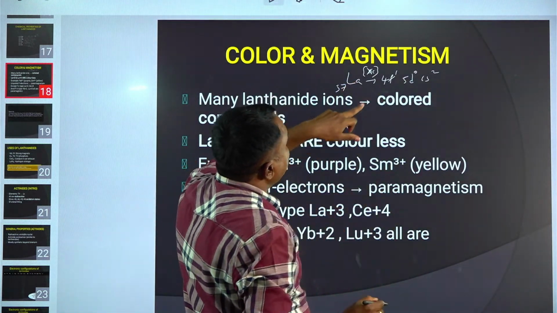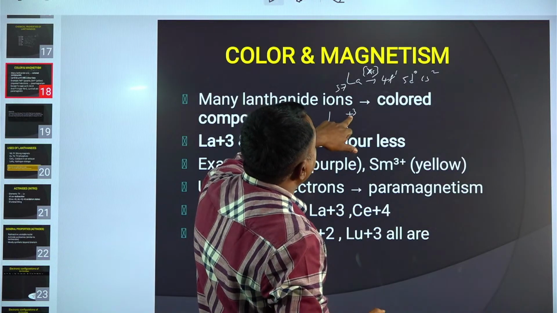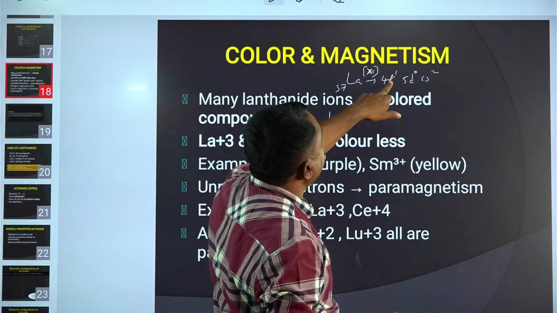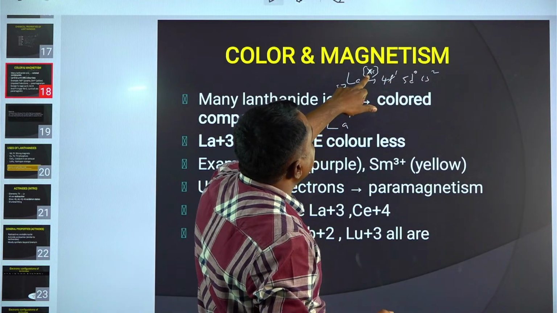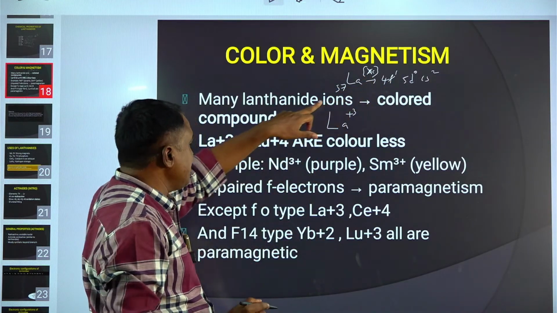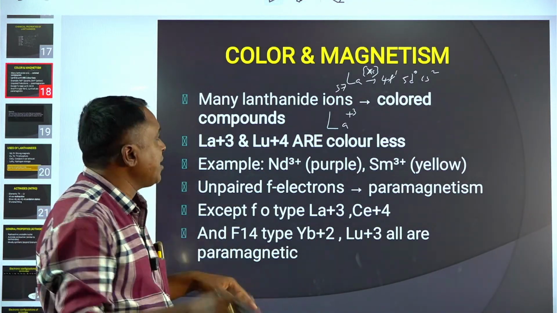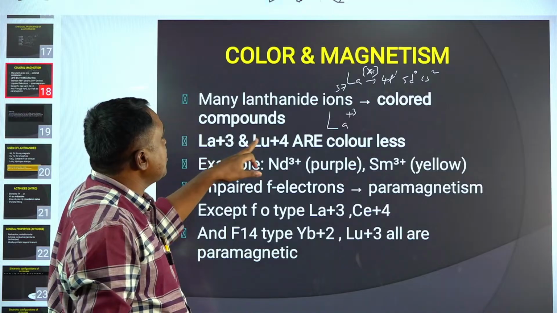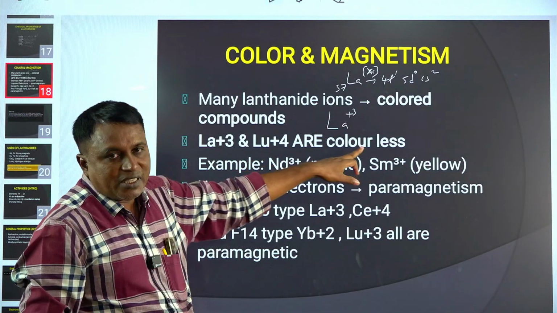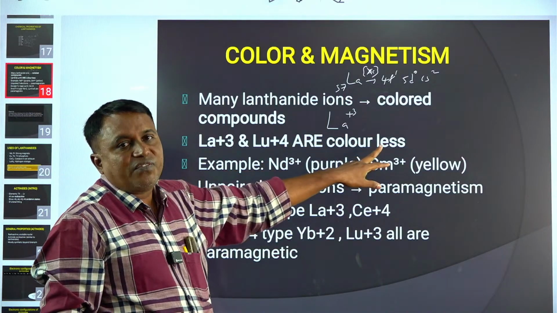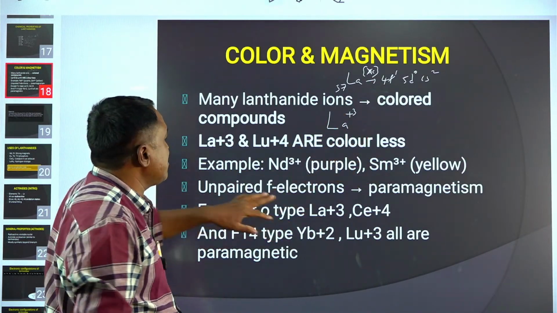By the loss of three electrons, 2 from 6s and 1 from 4f, you get the xenon electron configuration. In xenon there are no unpaired electrons. That's why lanthanum plus 3 and lutetium plus 4 are colorless. Why are they colorless? Because of the absence of unpaired electrons.